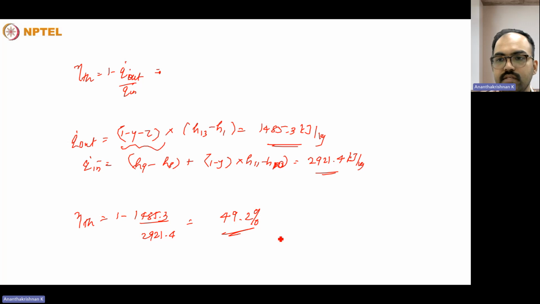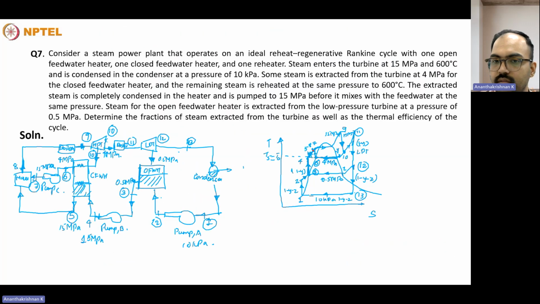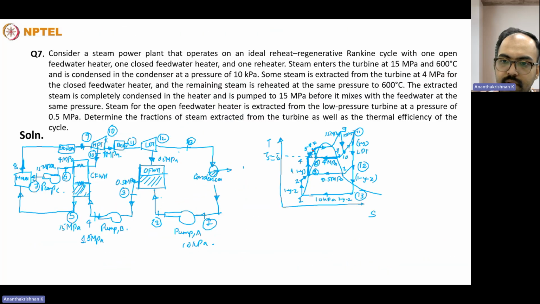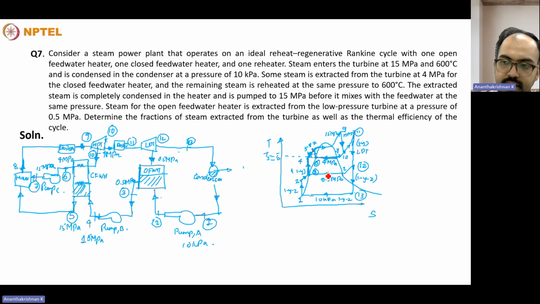Compared to the previous case, where we used only the open feed water heater, this is having some difference. We are having a closed feed water heater as well as a mixing chamber in this case, and we got an efficiency of 49.2% operating between the same temperature limits. In the previous case, it was 46.3%. So the addition of this reheat as well as the open feed water heater has improved the efficiency straight away.